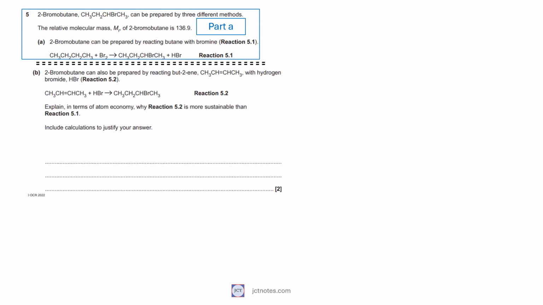In part B of question 5, we are given the reaction of but-2-ene with hydrogen bromide to produce 2-bromobutane. We are asked to explain, in terms of atom economy, why this reaction is more sustainable than the reaction in part A. Atom economy is defined as the percentage of the molecular mass of the desired product divided by the total molecular masses of all the reactants.